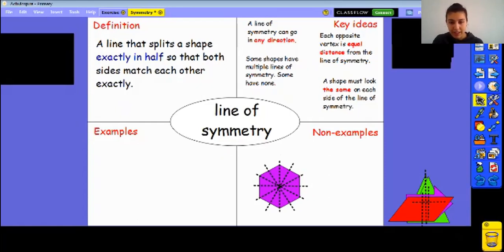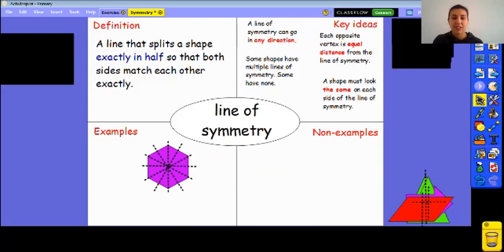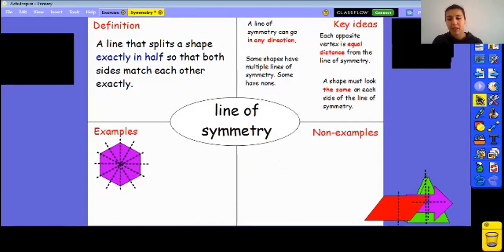So let's take this vertex, for example. Is it equal distance from its opposite vertex? Yes, it is. Is it split exactly in half? Is this side the same as this side? Yes, it is. So it's an example.